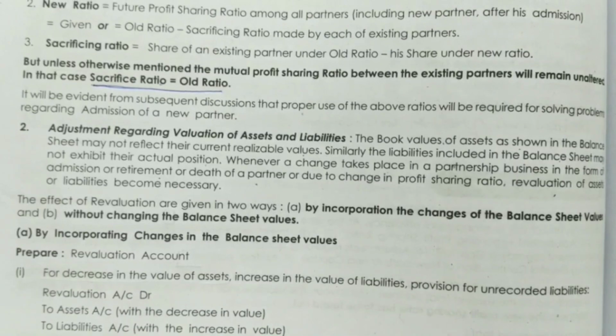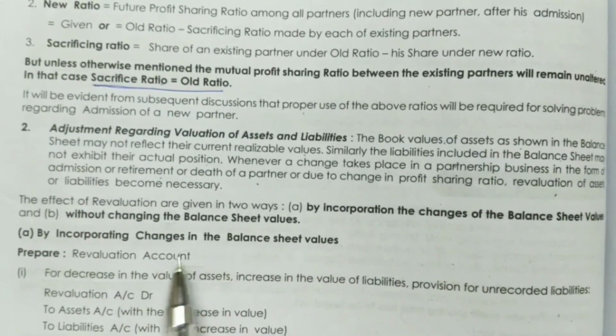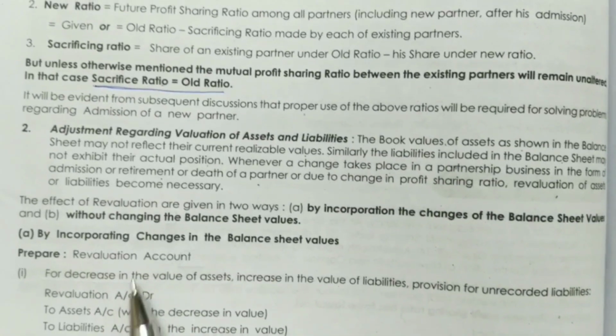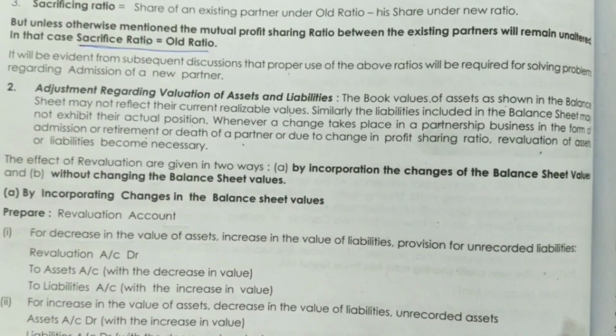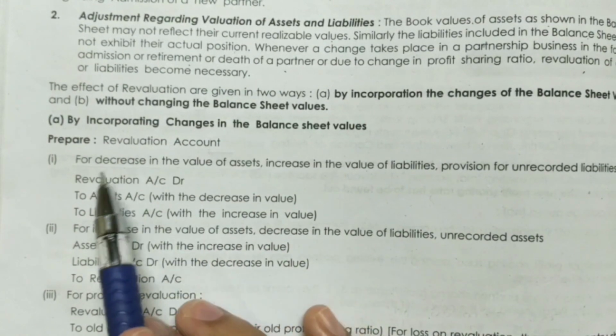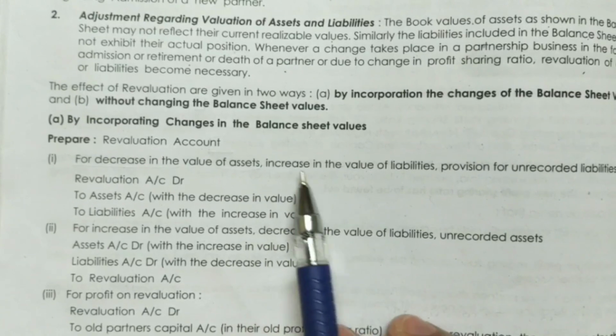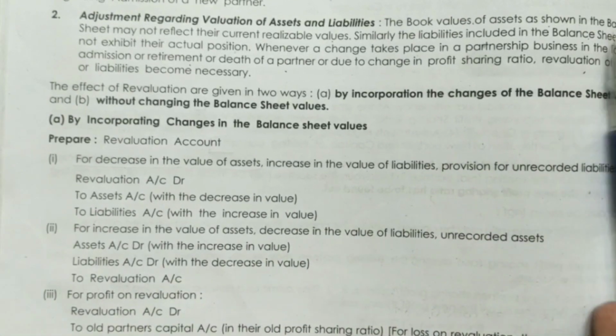If you are going to prepare a revaluation account under this method, the balance sheet values will change. So let's see. For a decrease in the value of assets, an increase in the value of liabilities, or provision for unrecorded liabilities, we are going to pass the following journal entry.